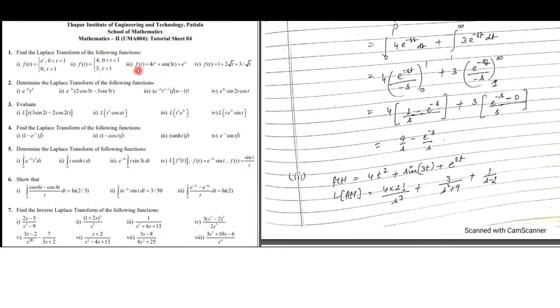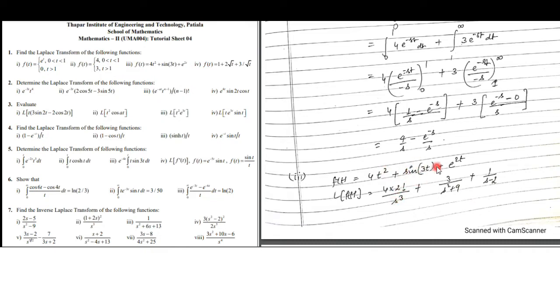Now the third part: we have to find the Laplace of f(t), where f(t) is 4t square plus sine 3t plus e to the power 2t. Since Laplace satisfies the linearity property, we can take the Laplace of t square, sine 3t and e to the power 2t separately. So it will be 4 times Laplace of t square. The Laplace of t to the power n is n factorial upon s to the power n plus 1. So here it will be 2 factorial upon s to the power 3.